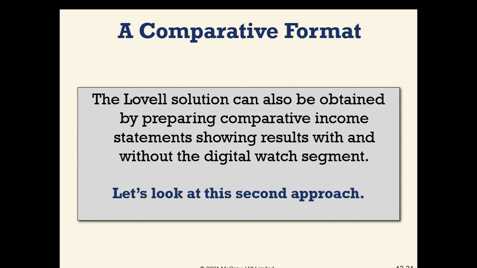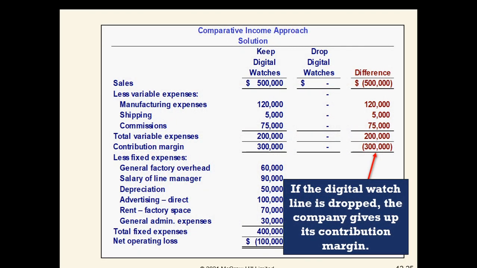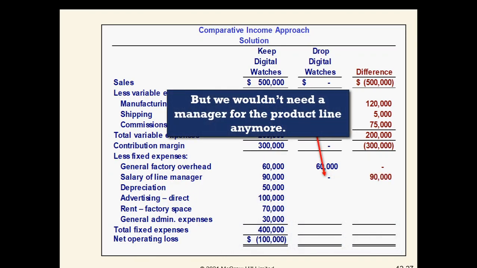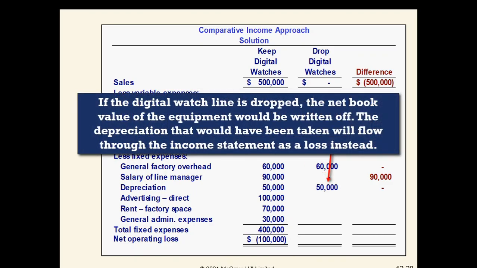So the Lovell solution can also be obtained by preparing comparative income statements showing results with and without the digital watch segment. So let's look at what that would look like. If the digital watch line is dropped, the company gives up its contribution margin of $300,000, and we saw that through the contribution margin approach. On the other hand, the general factory overhead would be the same, so that cost isn't relevant because it doesn't change between the two alternatives. But we wouldn't need a manager for the product line anymore, so we would save on those costs.